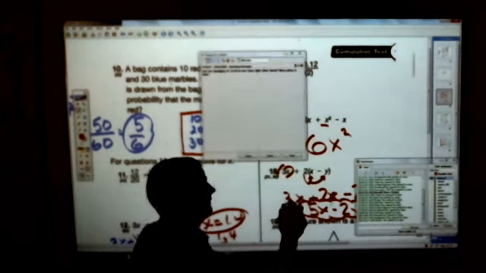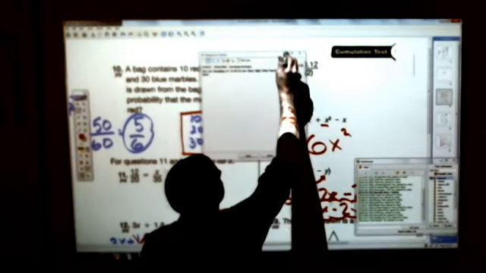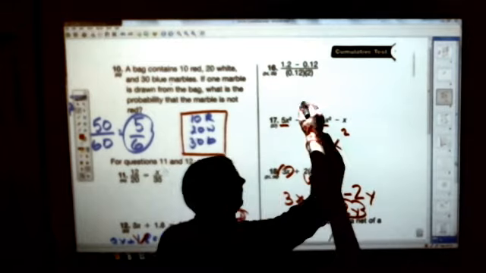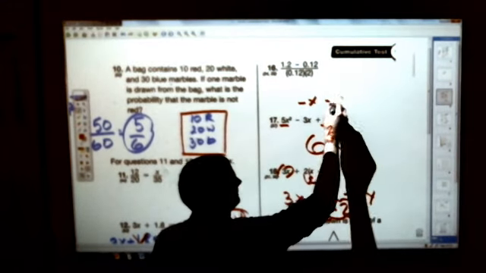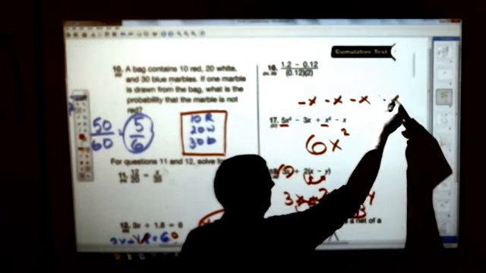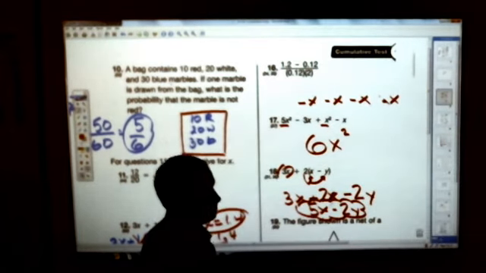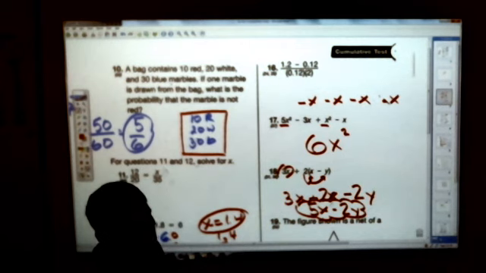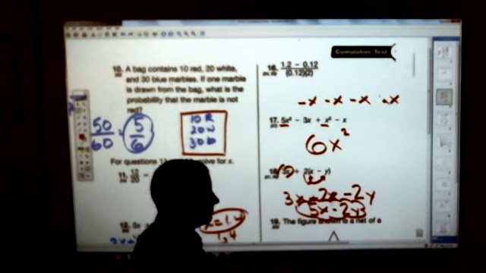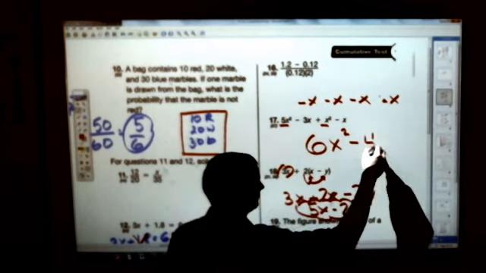You've got to think about what that means. Minus 3x's means you have 3 minus x's. And I have another minus x. I put all those together and collect them. I have minus 4x. 4 minus x's. Minus 4x's.